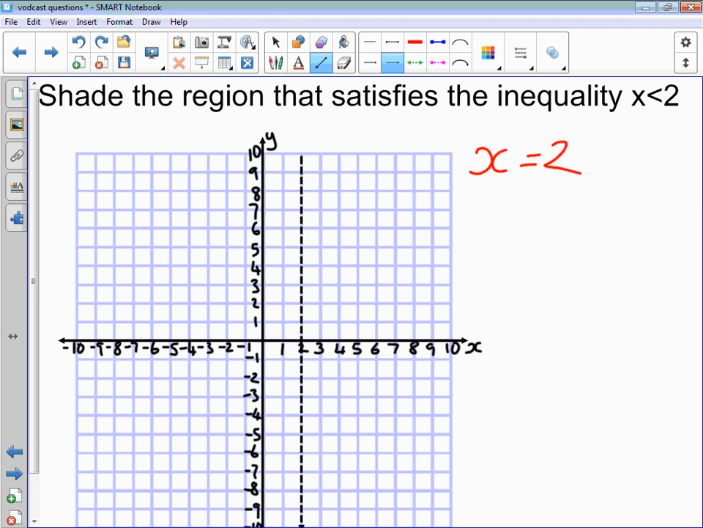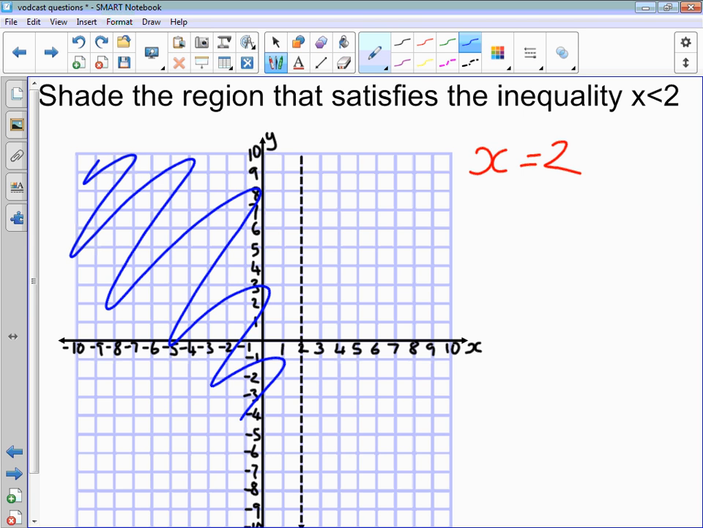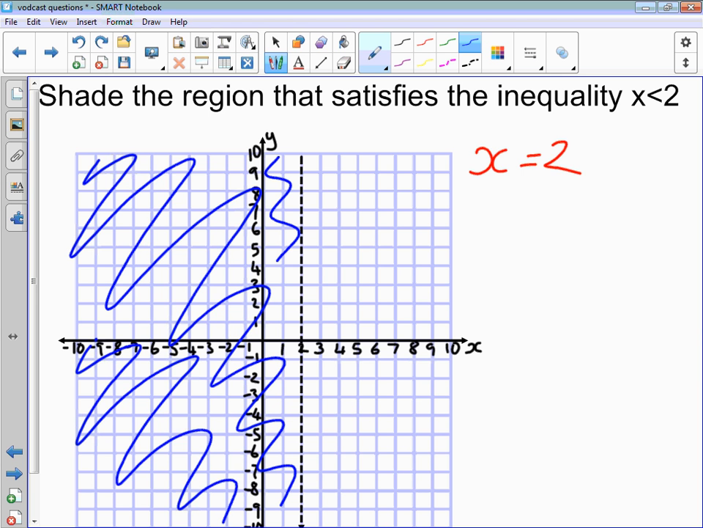Then what I need to do is decide which side of the line works for the inequality. So if I want the values where x is less than 2, that's everything that's going to be on the left-hand side of the line I've just drawn. And so that's the side we would need to shade.